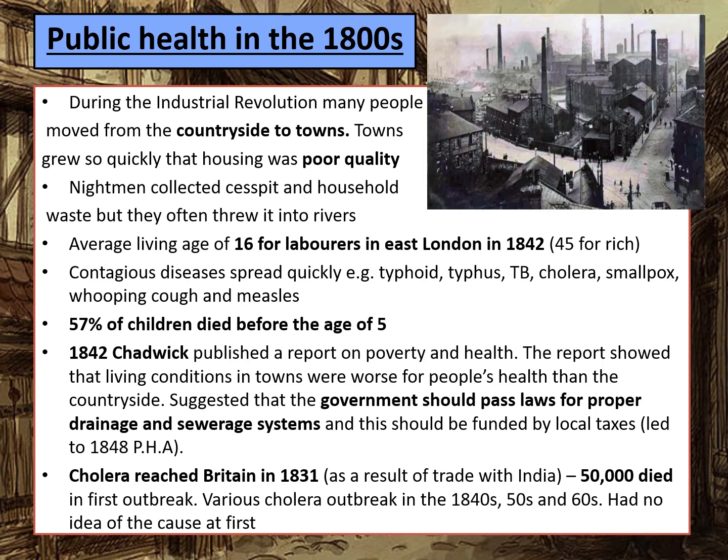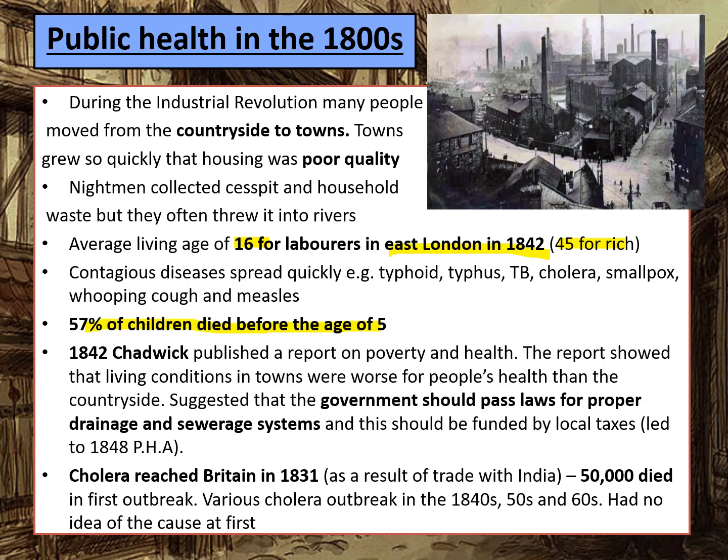So as a result of these really poor conditions, overcrowding, problems with waste, that then drastically reduced people's life expectancy. For instance, we can see the statistic here in the East End of London in 1842. The average life expectancy for labourers, for the poor, was 16 and 45 for the rich. So a lot lower than obviously what we have today. Also, 57% of children died before the age of 5 due to poor maternity care, but also poor conditions where they were living as well.